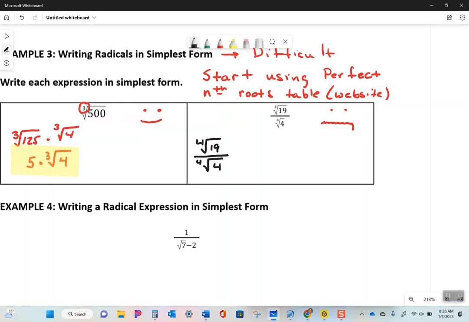Now, had this been something like, I'll write this up here, had this been maybe the fourth root of 20 over the fourth root of 4, okay, since the index is 4 here and the index is 4 here, what's 20 divided by 4? Will 4 go evenly into 20? We could have simply written this as the fourth root of what then? 5. That would have been nice, but we're not in that situation here, are we? No, because 4 won't go evenly into 19.